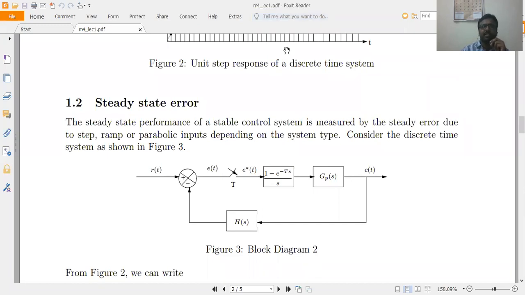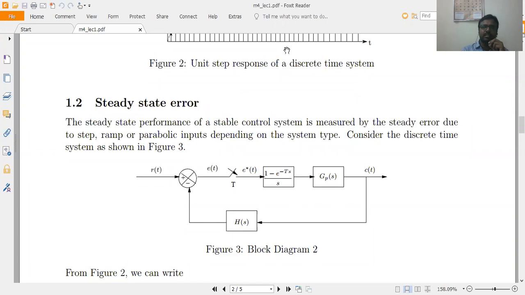From this particular steady state response, we are able to calculate the steady state error. From the steady state response, we can not only determine the performance of the system, that means whether it may be stable, unstable, or marginally stable, but apart from analyzing the performance, we can also measure the steady state error.